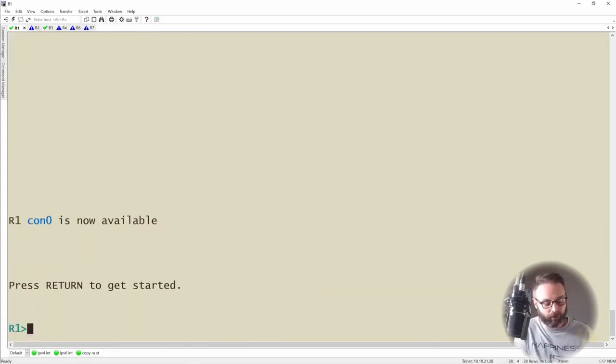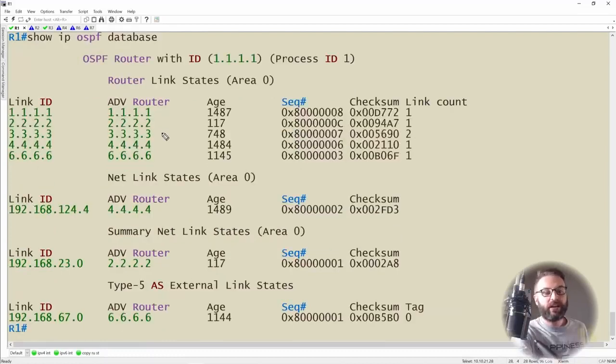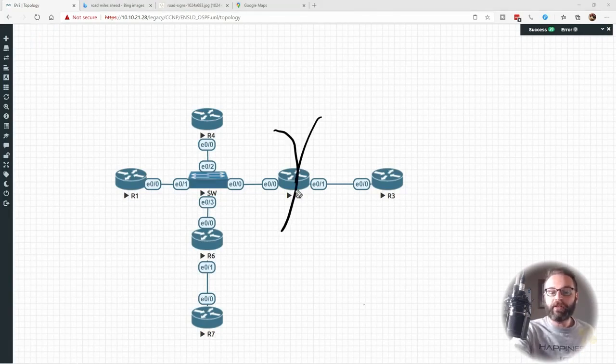Then if I were to jump to R1 here and say show ip ospf database, see, we have all these Type 1 LSAs here, a Type 2 LSA. We learned about a summary address from Area 1, and then we have the Type 5 LSA. So we've significantly reduced the size of our database in one of the areas because we can now break apart the OSPF domain into different areas.